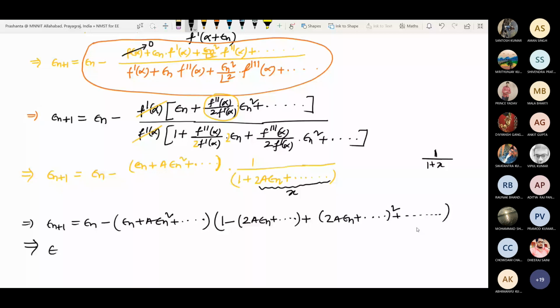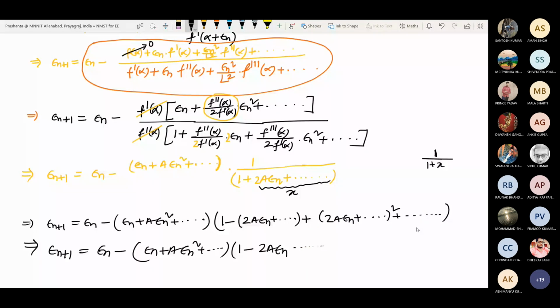So on the left hand side we have epsilon n plus 1. Right hand side we have epsilon n minus epsilon n plus a times epsilon n square plus the remaining terms. And in the next factor, first term is 1, second term will be minus 2a epsilon n, plus all other terms will be higher order. They all will be containing epsilon n square or more power.